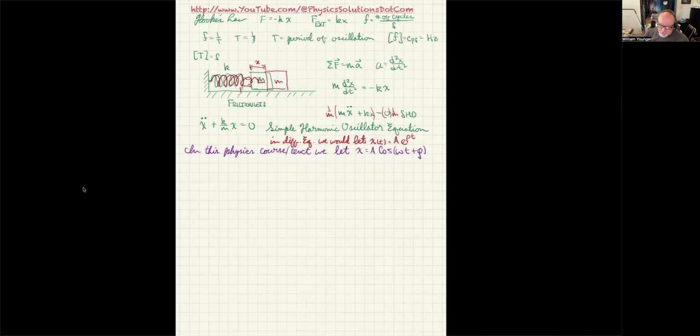That's why I said x is equal to a cosine of omega t plus phi, because I know omega is going to be a characteristic of the simple harmonic oscillator equation itself, while a and phi are what's going to be filled in by what we call the initial conditions. That's just something that goes along with solving differential equations.